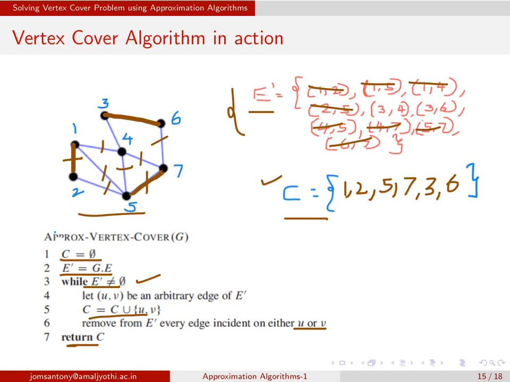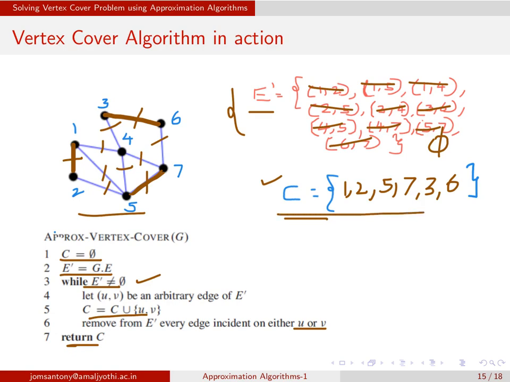Now we will also delete the edges incident on either 3 or 6. So 3, 4 will be deleted, 3, 6 itself will be deleted. Let us now delete those edges from our edge set. So 3, 4 and 3, 6 will be deleted. Now we can see that our edge set has become null and our loop will now terminate and it will return the value of C.